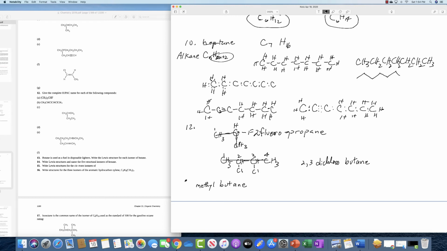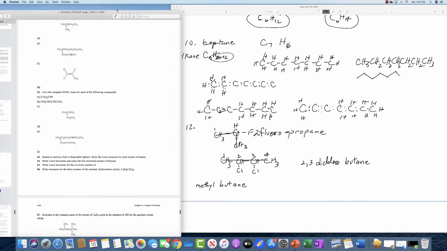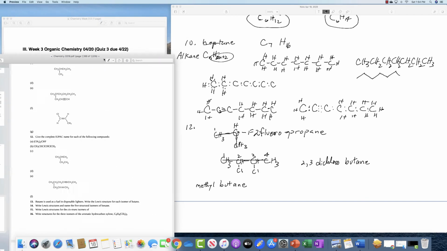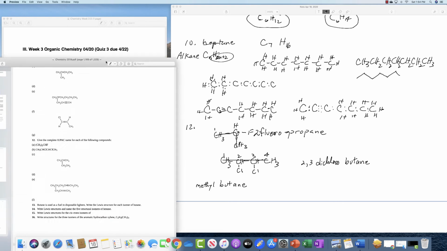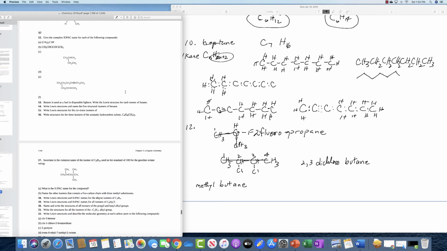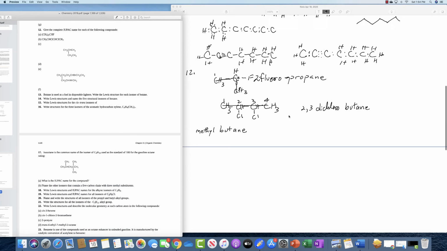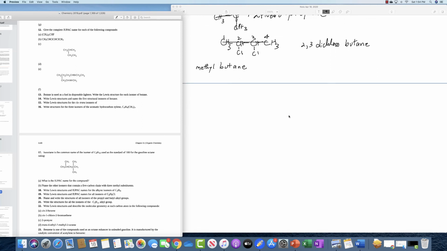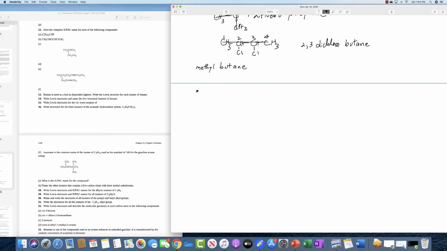Let's go on and do, I think the next one we're supposed to do is 14. Yeah, the next one is 14. Write the Lewis structure and name the 5 structural isomers of hexane. Now this is kind of an interesting practice. Okay, so we have hexane. So we've got, and I'm going to do it quickly here, and you can fill in the blanks.